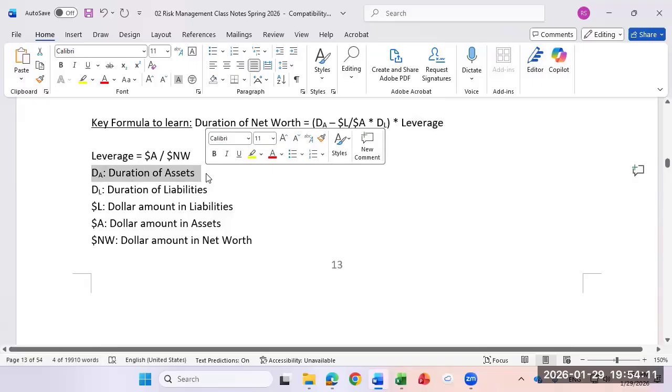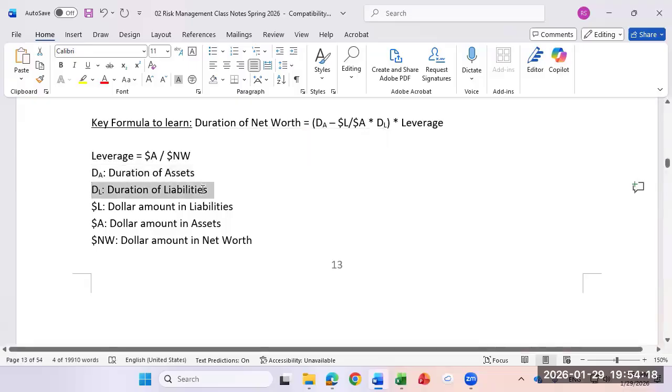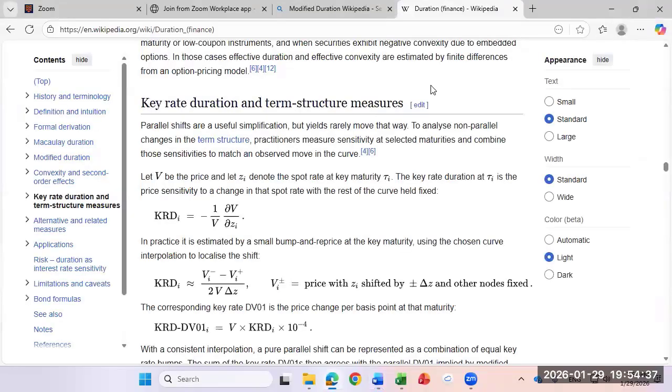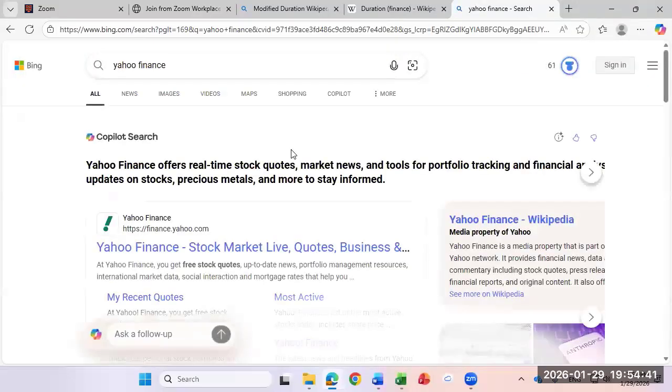I give you the duration of assets. You don't have to calculate the duration of the assets. I give you the duration of liabilities. I give you the dollar amount in liabilities, the dollar amount in assets, the dollar amount in net worth. Leverage is your dollar amount in assets over your dollar amount in net worth. It's that kind of kick of how levered are they, and how levered are banks? It's pretty shocking.